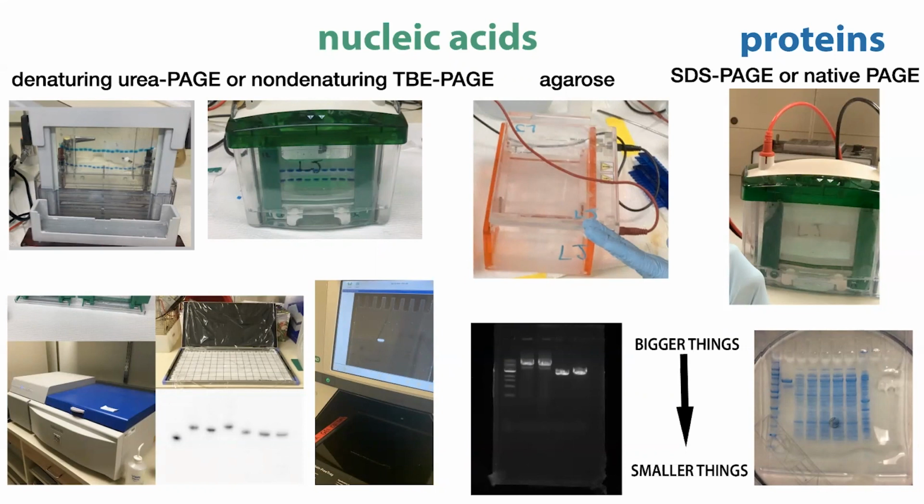And then finally, you have to choose your buffer. So do you want TAE, TBE? Do you want tris glycine, tris tricine, whatever, all those different options to choose from. And again, I will link to some different resources that'll help you make those decisions. So hope that helps you understand all the different flavors of gel electrophoresis and how to decide what to use when and things like that.